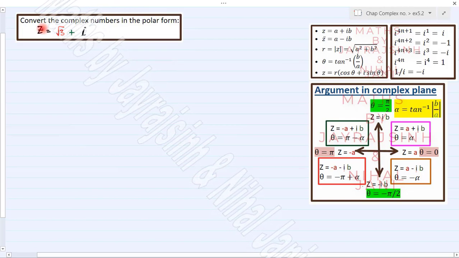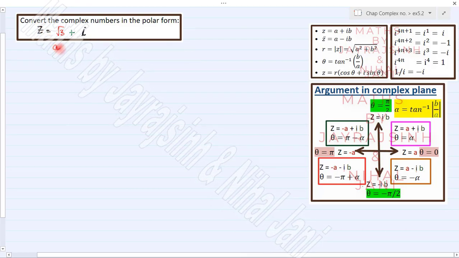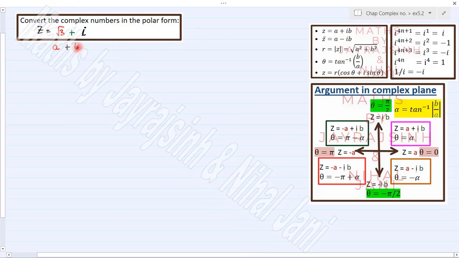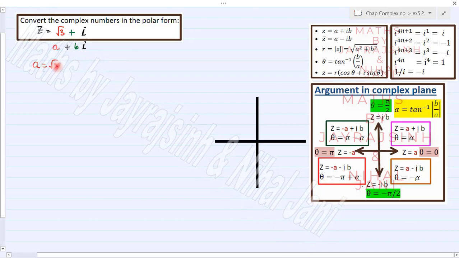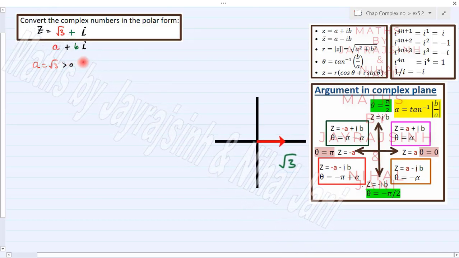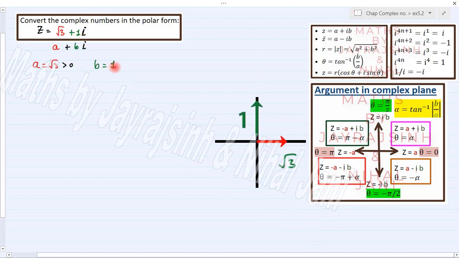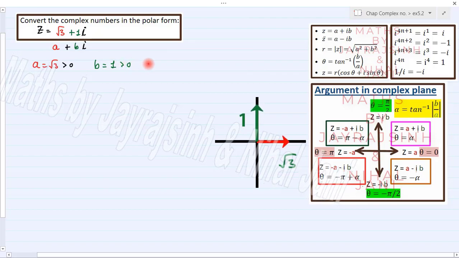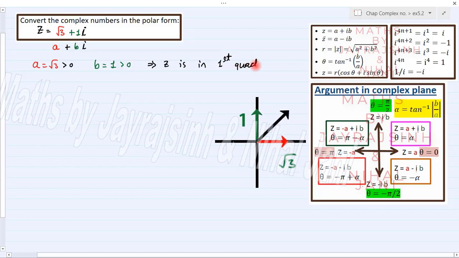We have to convert our complex number into the polar form. The complex number is in the form of a plus bi, where the real part of the complex number is root 3, which is greater than 0, and the imaginary part, which is the coefficient of i, is 1, which is also greater than 0. So we can say the complex number is in the first quadrant.